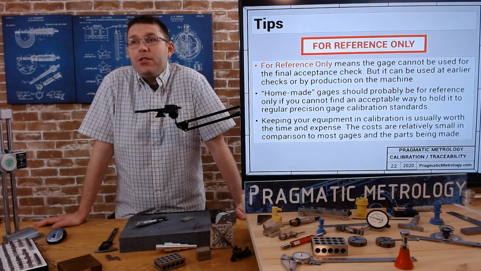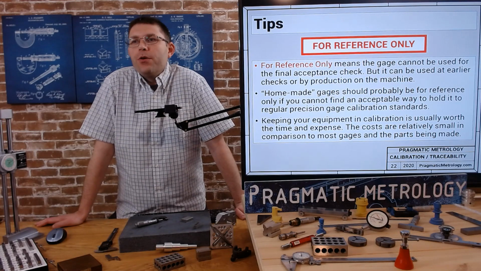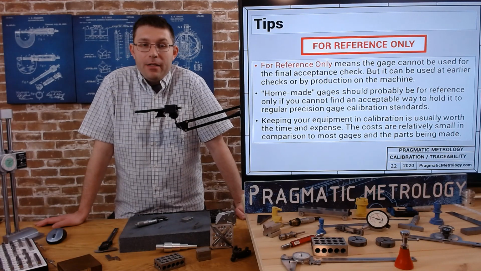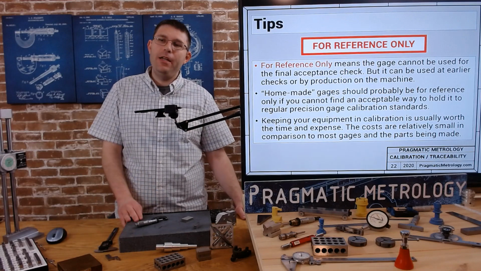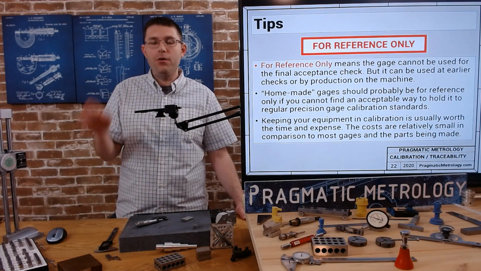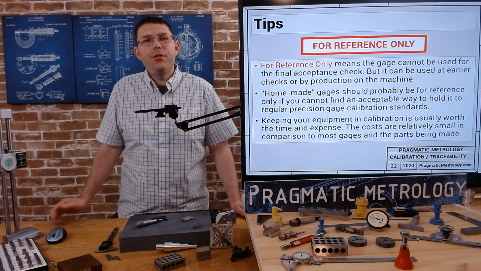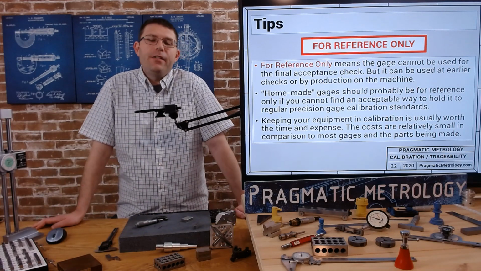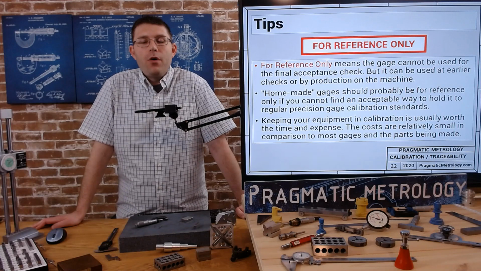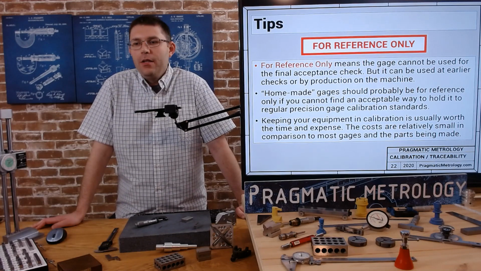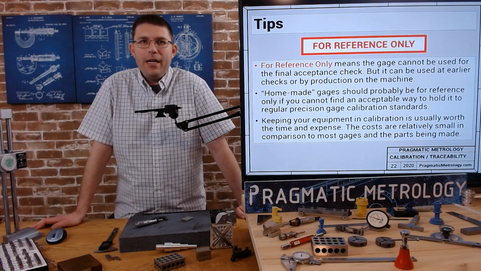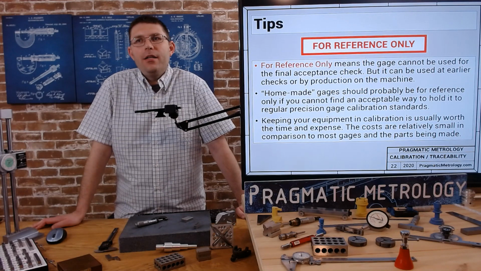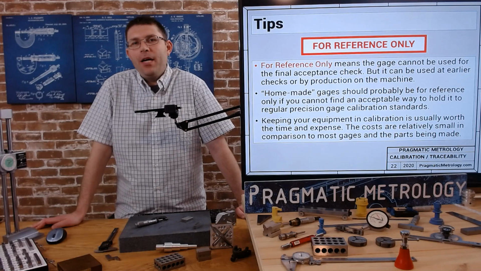Keep in mind your equipment and calibration is usually worth the time and expense. The costs are relatively small in comparison to most gauges and the parts being made, and that's true. As much time as you're spending to calibrate and the money you're investing for outside labs to help you verify, it's almost always worth it. Especially if you've gone through the effort of choosing your intervals correctly, it's going to pay off because every failure you have, you have product recalls, you have investigations, you have corrective actions, and it's so much easier when stuff stays in tolerance and passes each time you check it. So just keep that in mind.